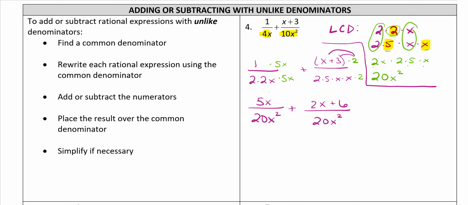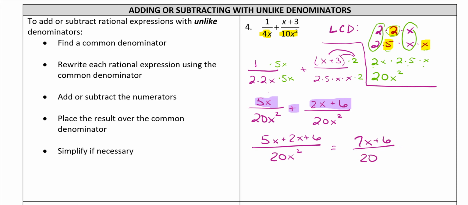So instead, at this point, we're just going to do 5x plus 2x plus 6, just like before. So we have our common denominator, 5x plus 2x plus 6, which equals 7x plus 6 over 20x squared. So this does not simplify any further because 7x plus 6 would not have any factorable terms. So there's no greatest common factor. It doesn't factor anymore.